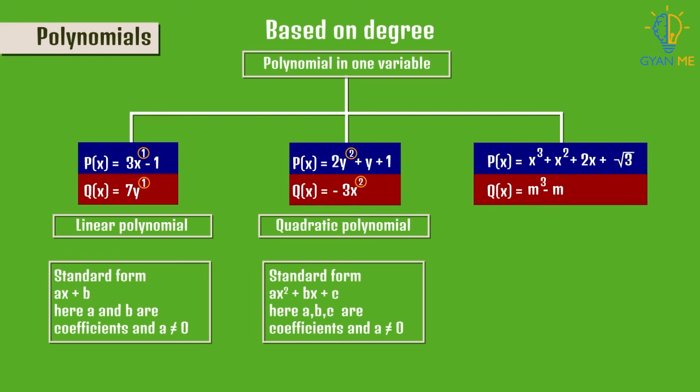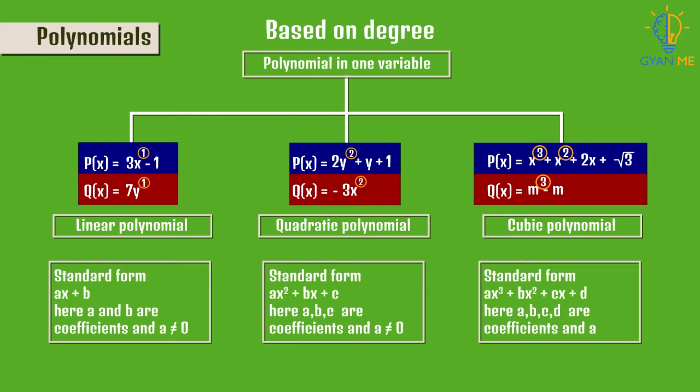Similarly, a polynomial which has highest degree of variable as 3 is called a cubic polynomial. For example, x cube plus x square plus 2x plus root 3, or m cube minus m. You can observe, students, that in both polynomials the highest power on the variable is 3. The standard form of a cubic polynomial is ax cube plus bx square plus cx plus d.